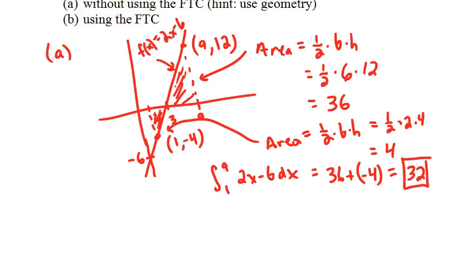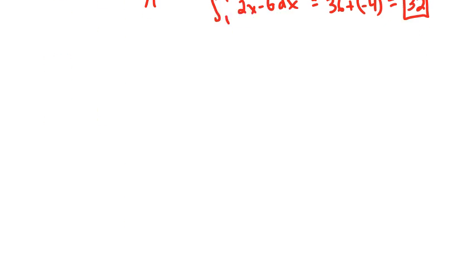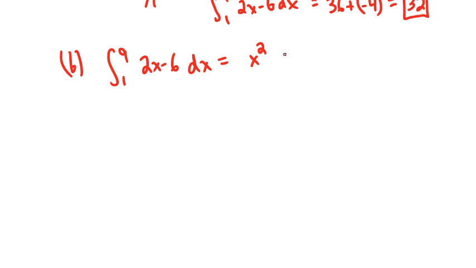Now let's compute this using the fundamental theorem of calculus and see if we come up with the same result. What we have is the integral from 1 to 9 of 2x minus 6 dx. And the antiderivative of 2x is x squared. Antiderivative of 6 is 6x. Again, we don't have to put the plus c there since we're doing a definite integral.